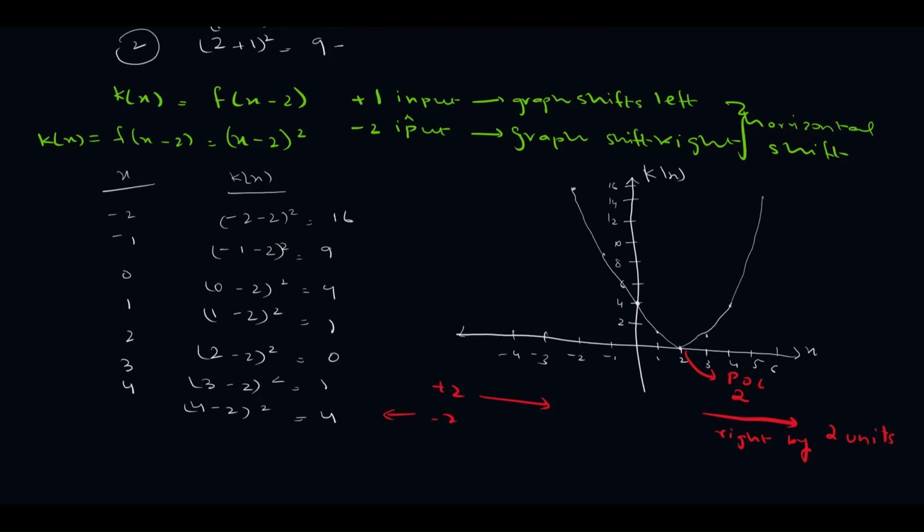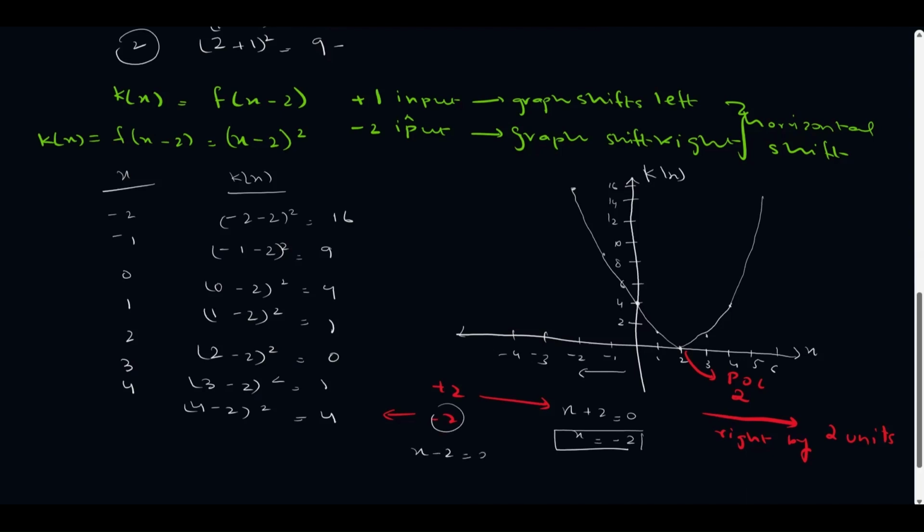And that's because x + 2 is equal to 0, so x is actually equal to -2. And that's why it's shifting to the left. And when we are doing x - 2, it shifts to the right, because x - 2 is equal to 0, so x is equal to 2. This might be confusing, but you can always remember it by making it equal to 0.